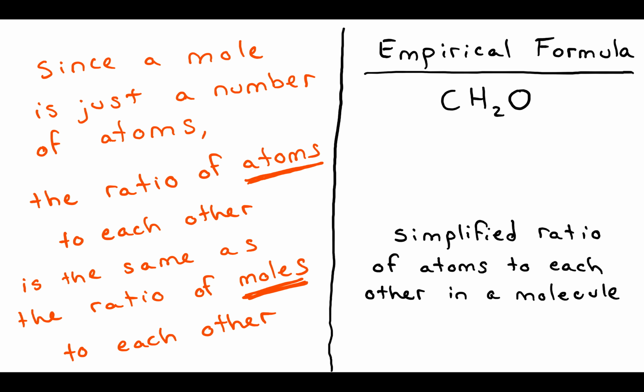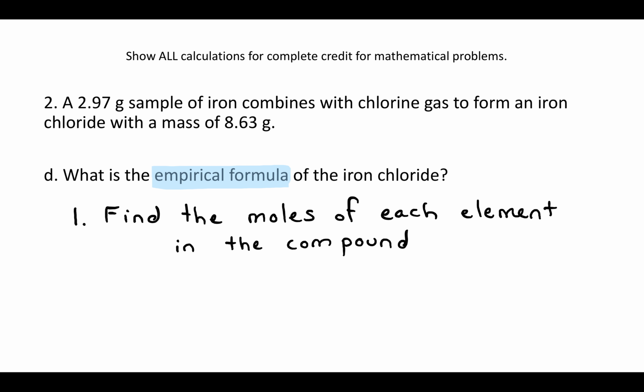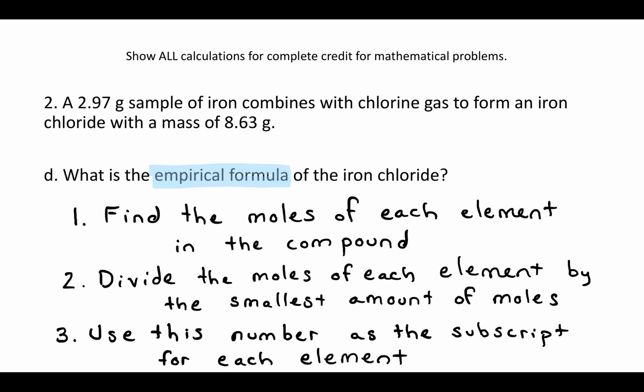Now, moles are just a number of atoms, and so the ratio of atoms to each other is going to be the same as the ratio of moles to each other. So we could say that for every 1 mole of carbon, we'll have 2 moles of hydrogen. So we can find the empirical formula by finding the ratio of moles of each element in a compound. First, we're going to have to find the number of moles of each element in the compound. Then we're going to divide the number of moles of each element by the smallest amount of moles, and we're going to use that number as the subscript for each element.